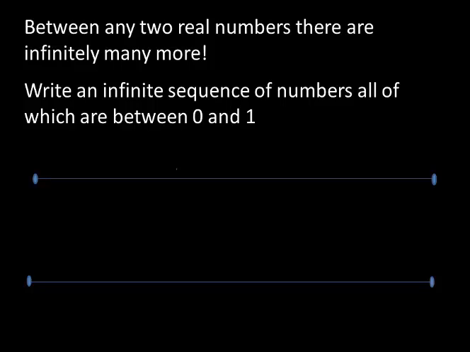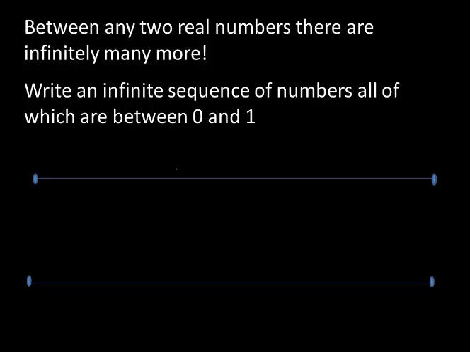So since points have no size at all, there's infinitely many points between two given points. And so we see there are, between any two real numbers, between any two decimal numbers, there are infinitely many more of them. So here's a question we might see in the future. Write an infinite sequence of numbers, all of which are between 0 and 1. So they're greater than 0 and less than 1.